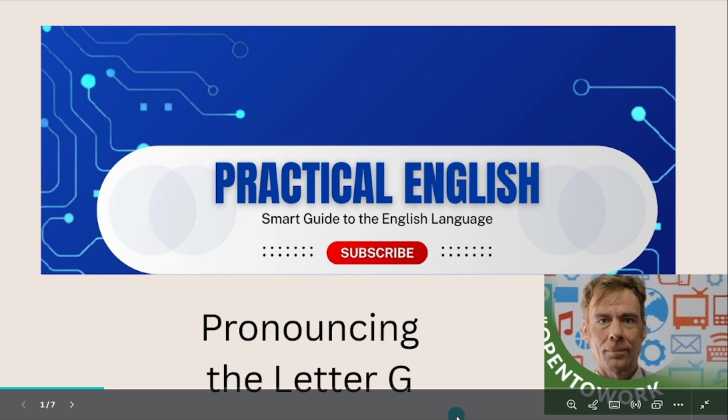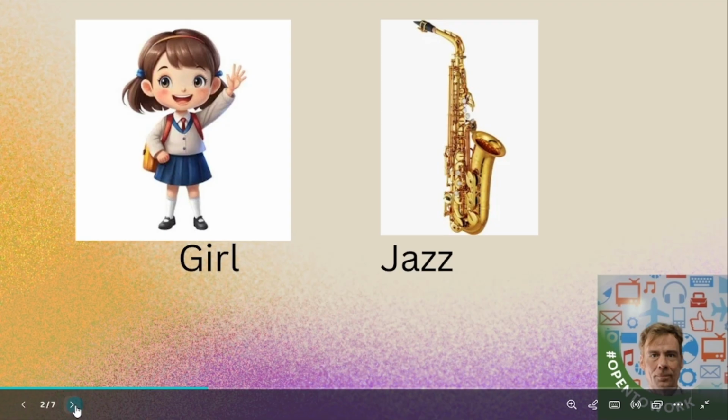Today we are going to be looking at pronunciation, particularly how to pronounce the letter G. There are two basic types of pronunciation for the letter G. One is G, as in girl, and the other is J, as in jazz.